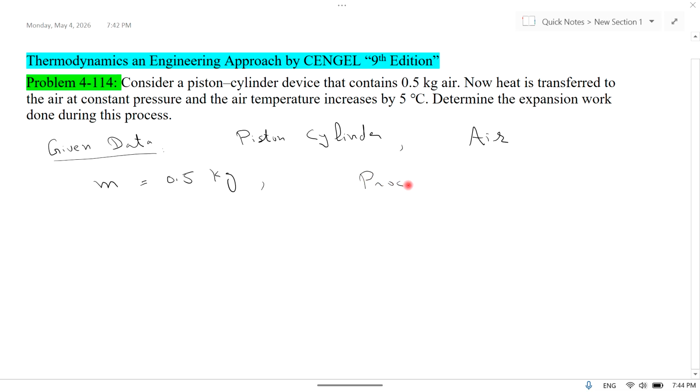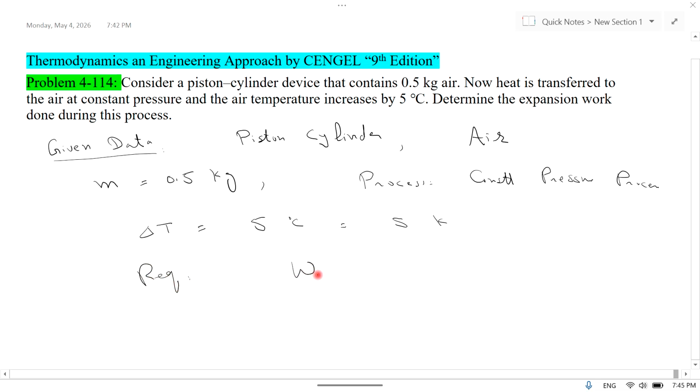The process is a constant pressure process. And the air temperature increases by 5 degrees centigrade, meaning the increase in temperature, del T, is equal to 5 degrees centigrade. A difference in degrees centigrade is equal to a difference in Kelvin, so 5 degrees centigrade is equal to 5 Kelvin, because 1 degree centigrade is equal to 1 Kelvin. Now determine the expansion work done during this process.